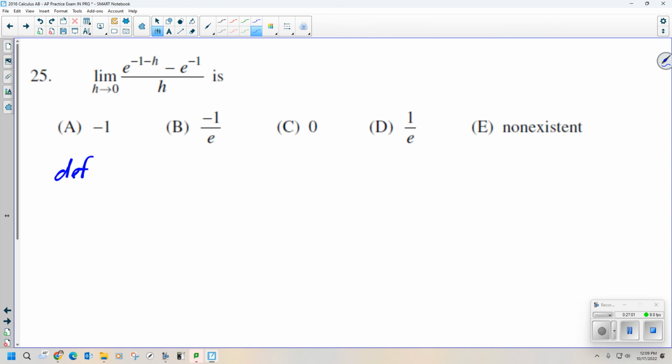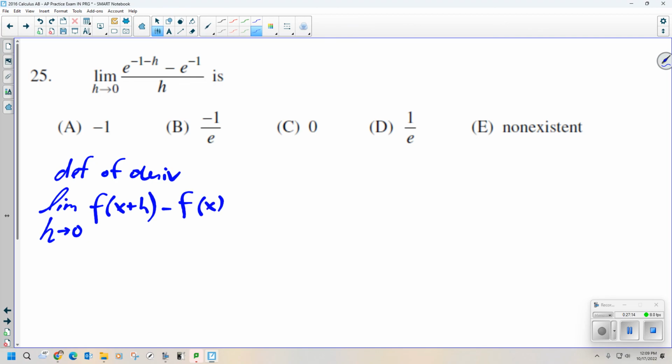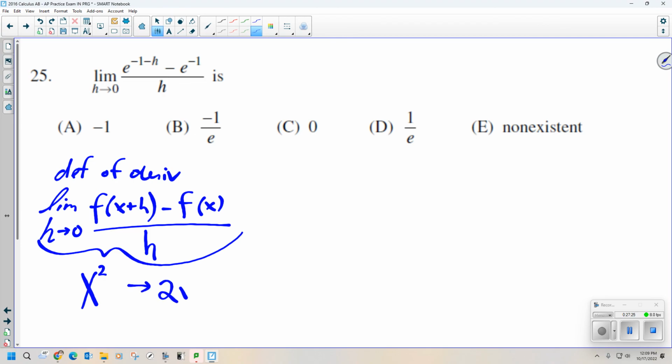The definition of a derivative using limits is the limit as h goes to 0 of f of x plus h minus f of x all over h. Okay? This is how we used to do the derivative. If I had x squared and I did this whole funky thing to it, I should end up with 2x. Because we could just use the power rule. But before the power rule, we had to use that definition of a derivative.